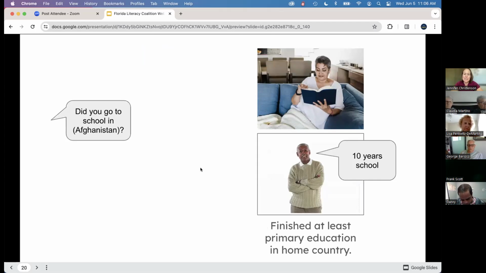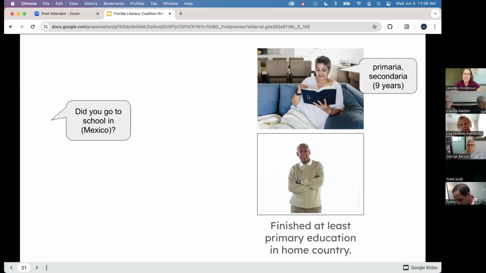So if I ask the same question to this student, did you go to school in Afghanistan? He may say 10 years. This woman, did you go to school in Mexico? And she replies that she went to primary school and secondary school, which in her case would be 9 years of total formal education.